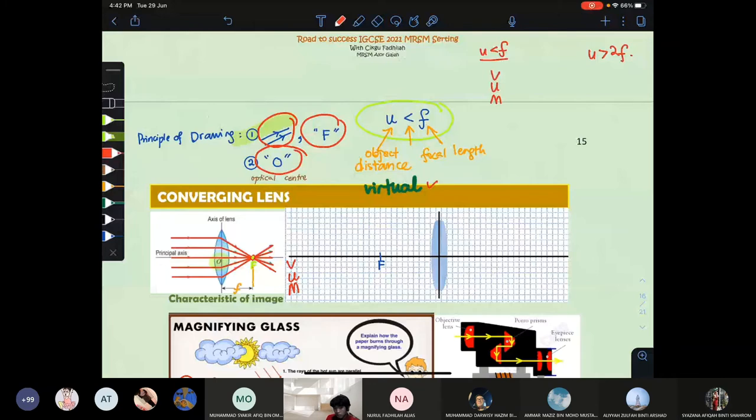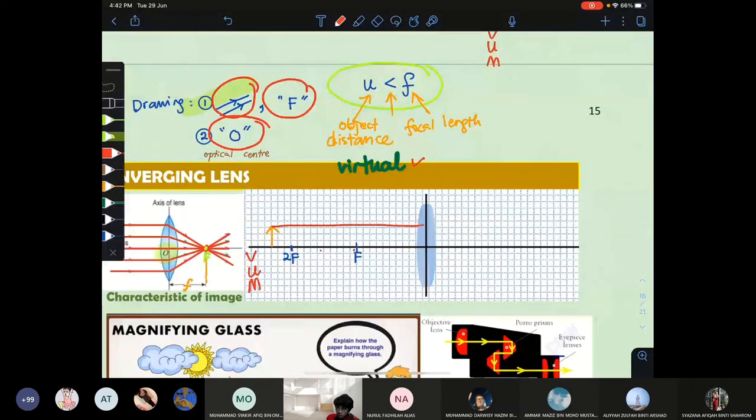1, 2, 3, 4, 5, 6, 7, 8, 9, 10. So somewhere there is my 2F. So, when U is greater than 2F, where is the object? Okay, the call to prayer is starting here, so I will be quiet for a moment. But I will draw. So, this is the object. Right, can you see? So this is U. My house is in front of the mosque. So this is U. You see that U is more than 2F. U more than 2F. Okay.